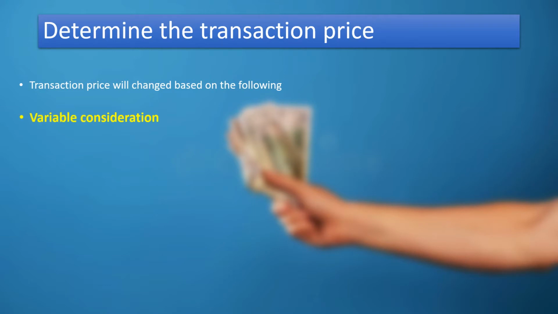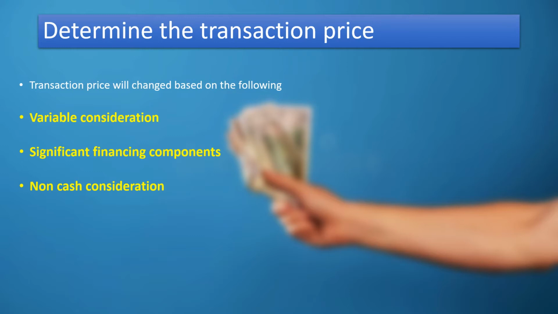Firstly, variable consideration. That can be a discount, rebate, refund, credit, penalty, incentive, or a price concession. Then, the significant financing component. That is the difference between the amount of promised consideration and the cash selling price of the promised good or service. Or sometimes it is the time between the transfer of goods and payment for the goods and services.